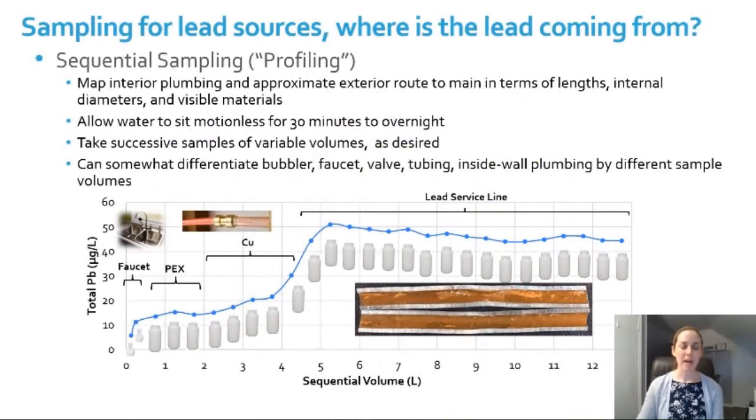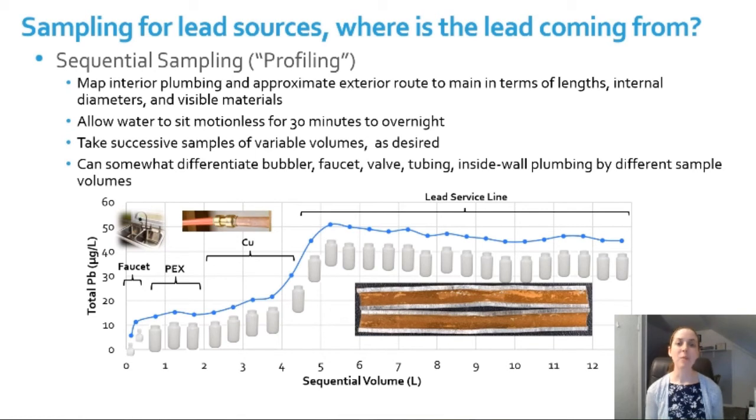Now, in order to sample for lead sources and figure out where the lead is coming from, we like to use a technique called sequential sampling or profiling. The first part of this sampling strategy is to map the interior plumbing and the approximate exterior route to the main, or in the case of a private well system, to the wellhead, in terms of the lengths, the internal diameters, and the visible materials. And you kind of have to guesstimate, because sometimes you can't necessarily see all the materials that are there.